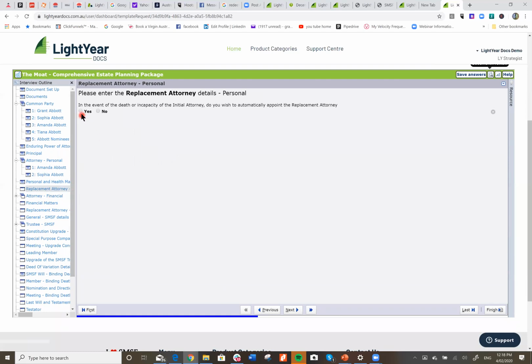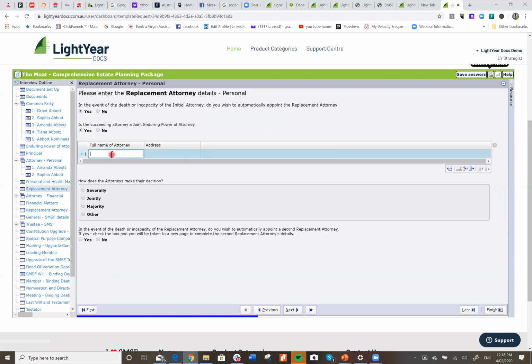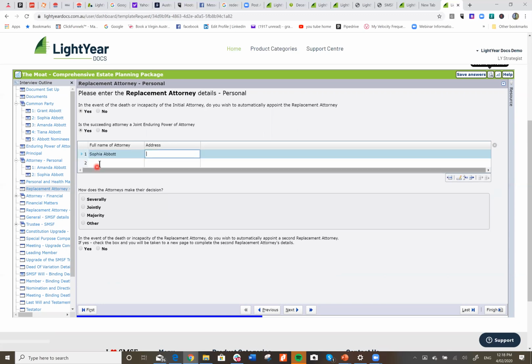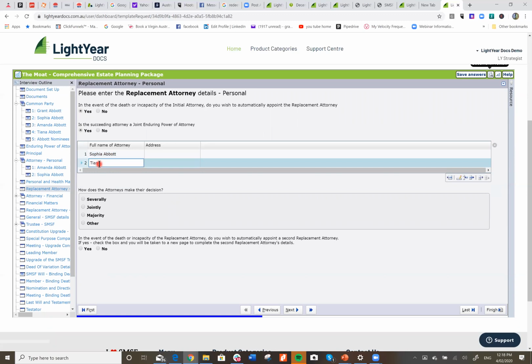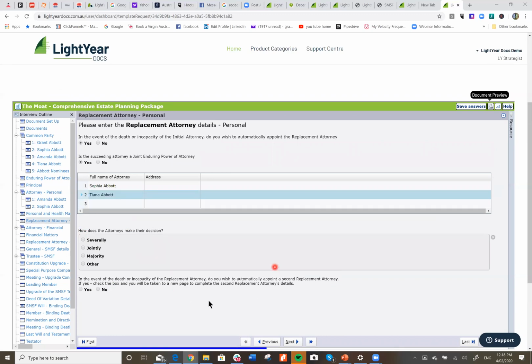If there's incapacity, who's going to be the replacement? Is it enduring? Is it succession? I'll go yes. I'll go Sophia Abbott. And then I'll go Tiana Abbott. I should put the parties in, and that's okay from there. And I'll have it severally. Do we want to put in a second replacement alternative? I'll say, well, no, I don't want to do that.